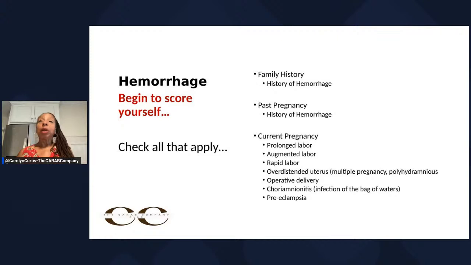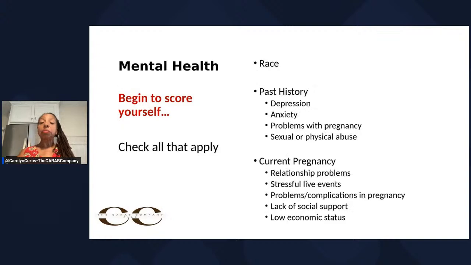If you have twins, triplets, this will also set you up. If you have too much bag of waters called polyhydramnios, that will also set you up. If there was preeclampsia in this pregnancy, you are more prone to having hemorrhage once this baby is born. And if there's any infection of the bag of waters, you will be more prone to having hemorrhage. So start ticking all of these things.